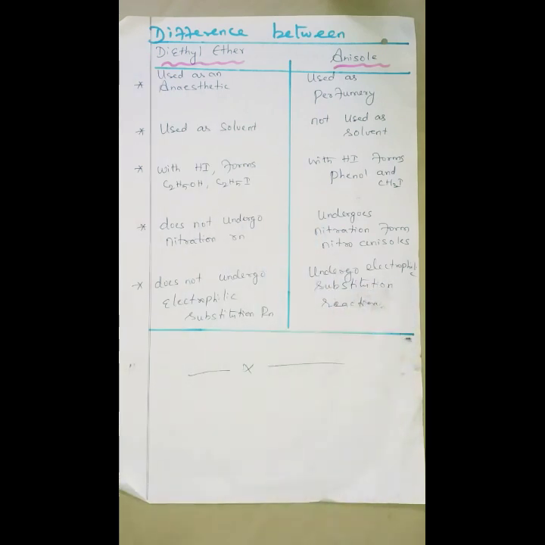So far, children, we saw ethers, classification of ethers, preparation of ethers, properties of diethyl ether, and also properties of anisole, that is how anisole undergoes electrophilic substitution reactions, and the uses of diethyl ether and anisole, and the comparison between aliphatic ether and aromatic ether. Thank you children.